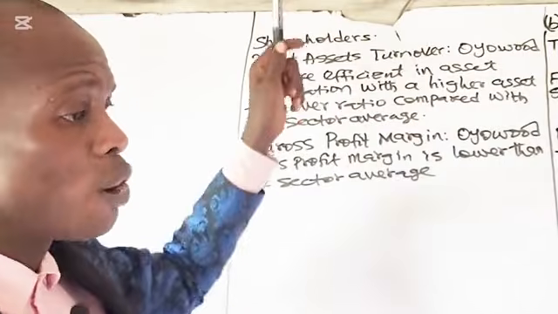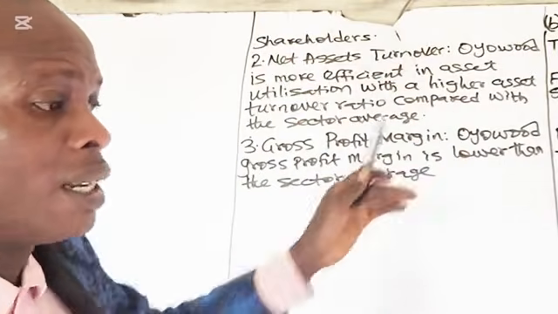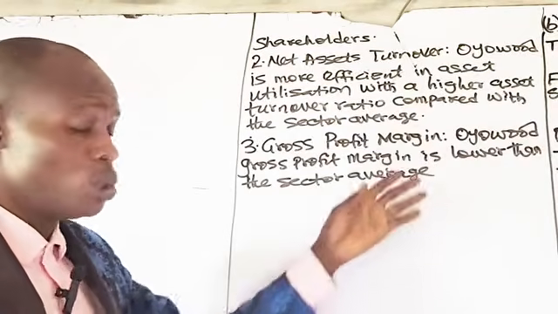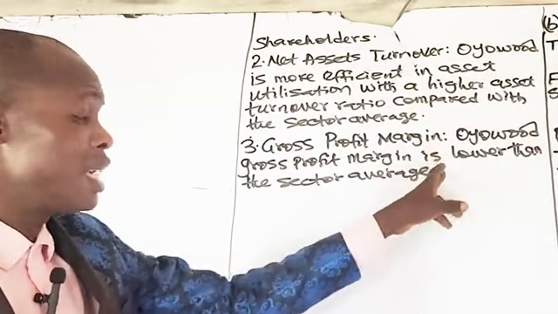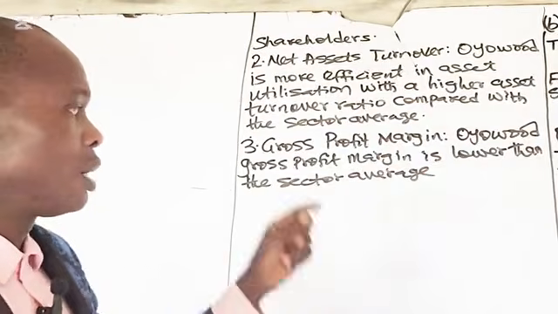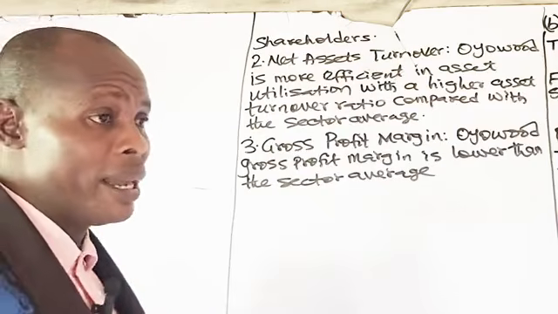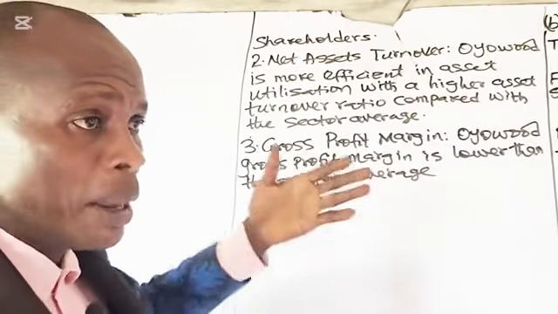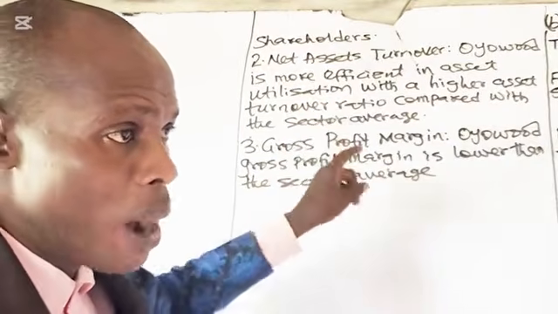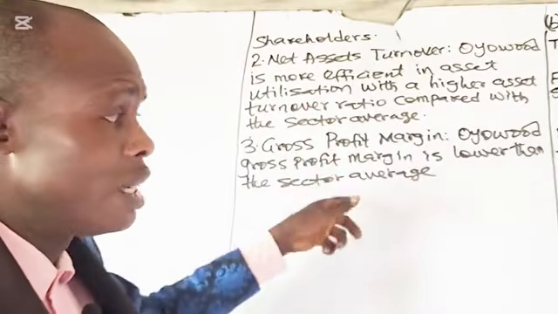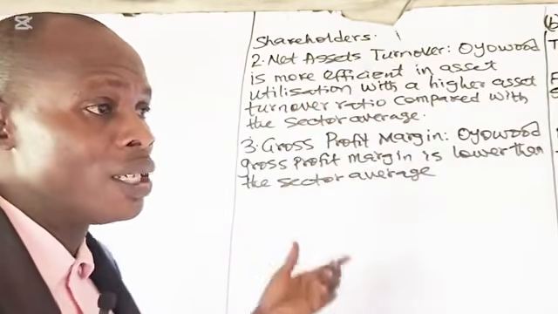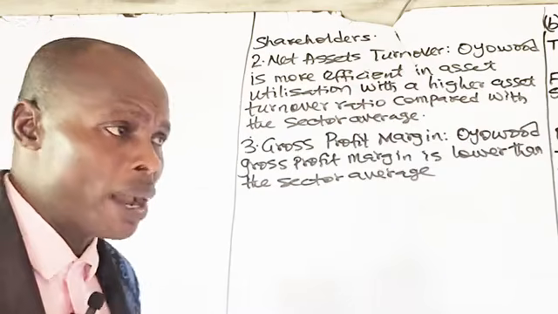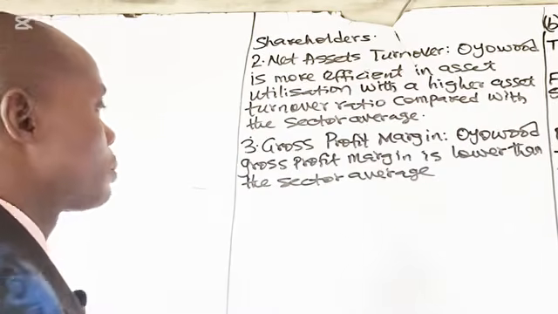And then you have to make reference to the appendix that shows your computation. You can see Appendix 1. So you make reference to the appendix. Now, what does this one imply, since we have a lower gross profit margin for Oyo Limited compared with the sector average? It is suggesting potential pricing pressure or higher production costs.